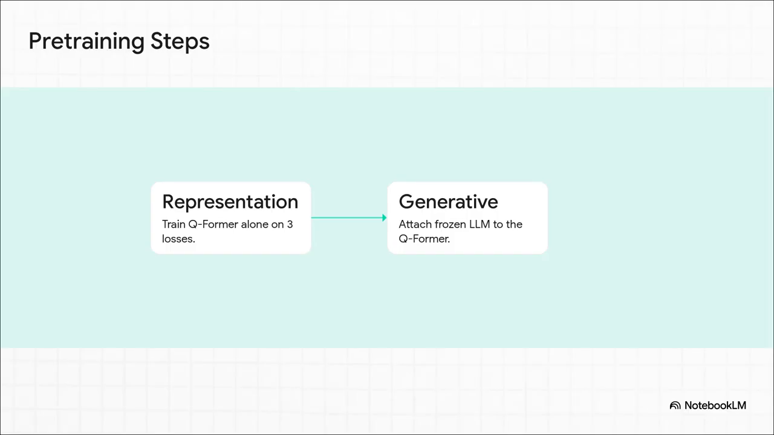So the whole brilliant trick here is this 2-step dance. Step 1 is all about representation learning, right? The Q-former trains completely alone to figure out the vision side. Then we hit step 2, generative learning.